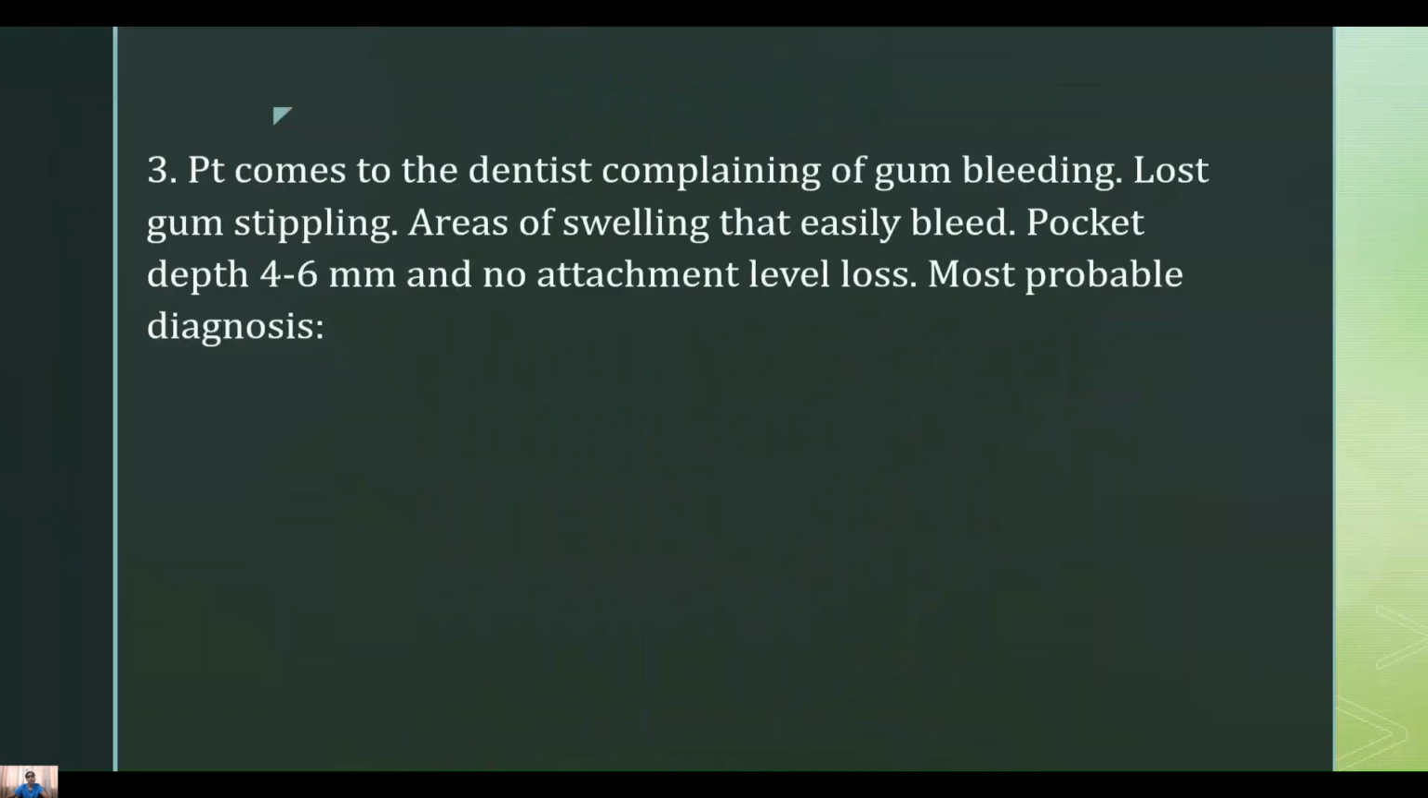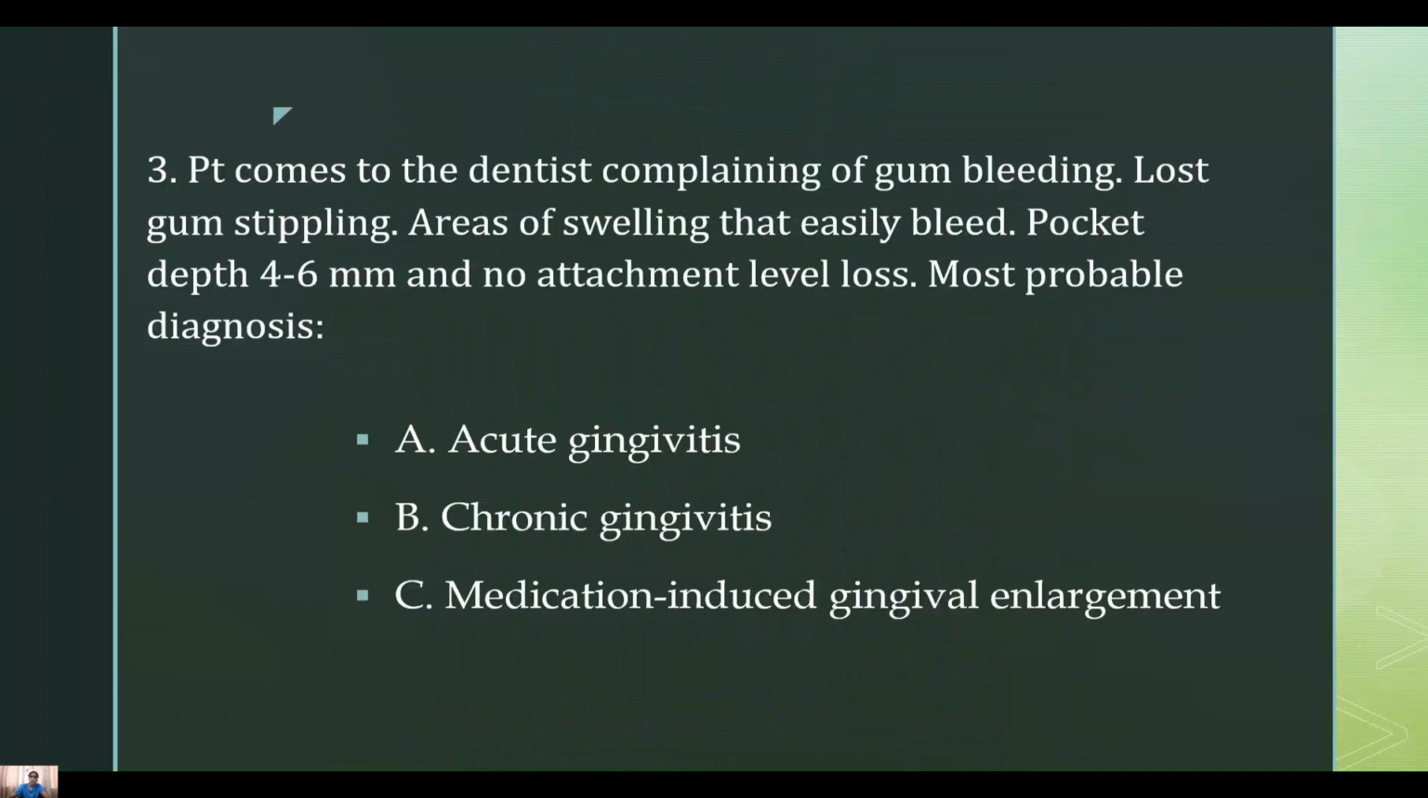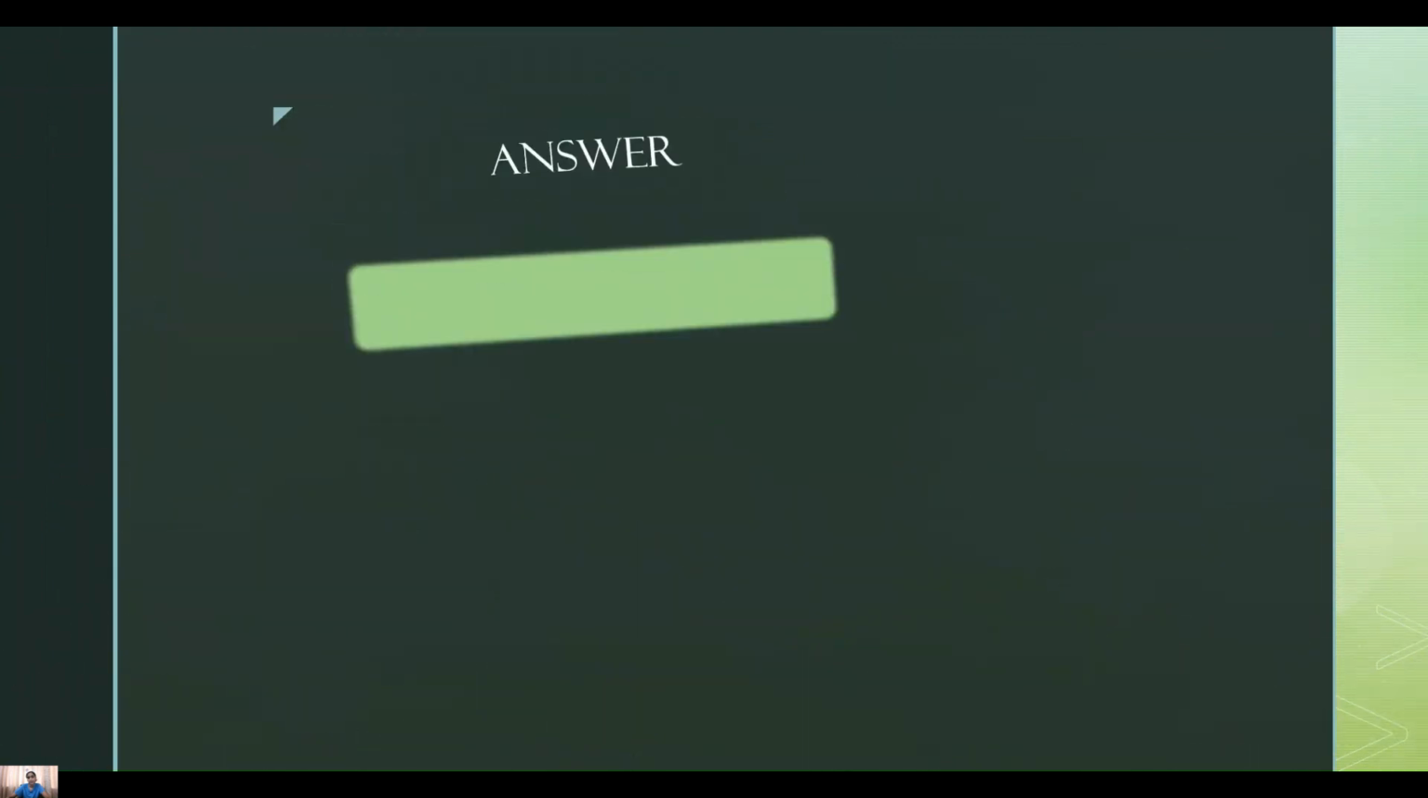A patient comes to the dentist complaining of gum bleeding. The examination reveals lost gum stippling, areas of swelling that easily bleed, pocket depths of 4 to 6 millimeters, and no loss of attachment level. What is the most probable diagnosis? A. Acute gingivitis. B. Chronic gingivitis. C. Medication-induced gingival enlargement. D. ANUG. The correct answer is B.